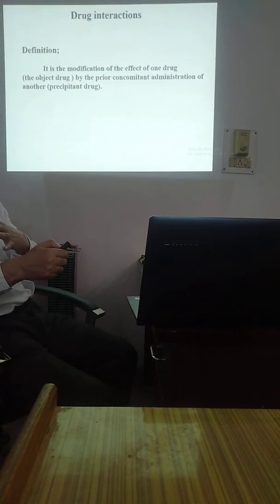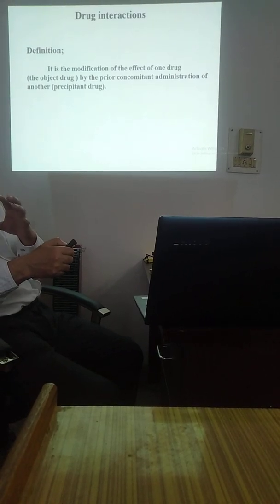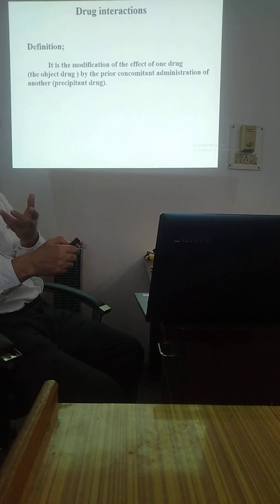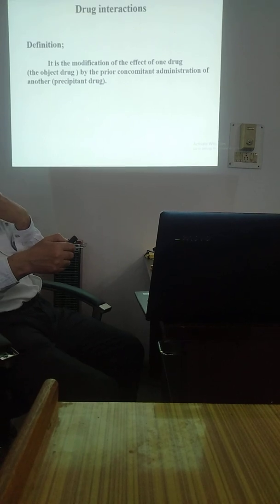So we have to scrutinize the drugs which are very harmful, which are very essential. And this scrutinization is very important for the optimization of the therapeutics while prescribing. So first of all, I will go toward what drug interaction is.